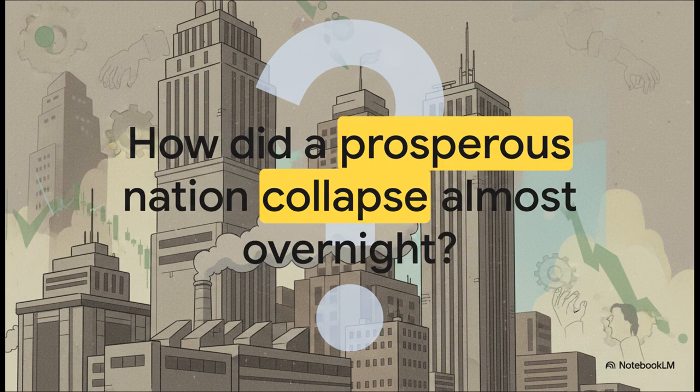So, here's the big question. How does a nation that's basically the most prosperous in the world just collapse, seemingly overnight? That's the huge paradox of America in the early 20th century. I mean, the country was flying higher than it ever had before, but what most people didn't realize was that it was all built on an incredibly fragile foundation.